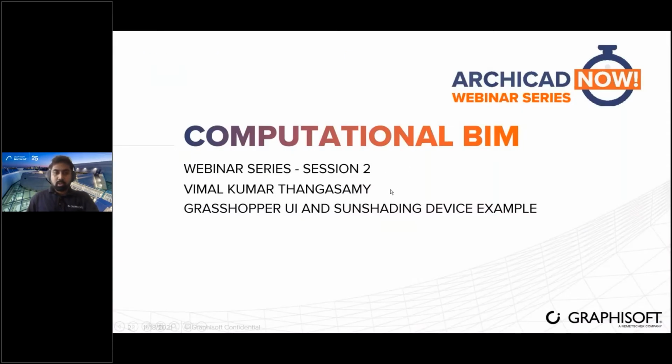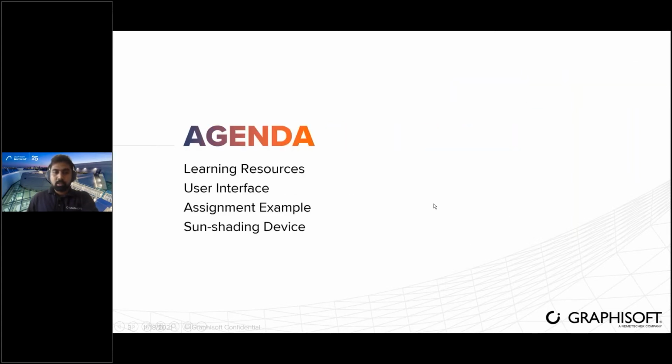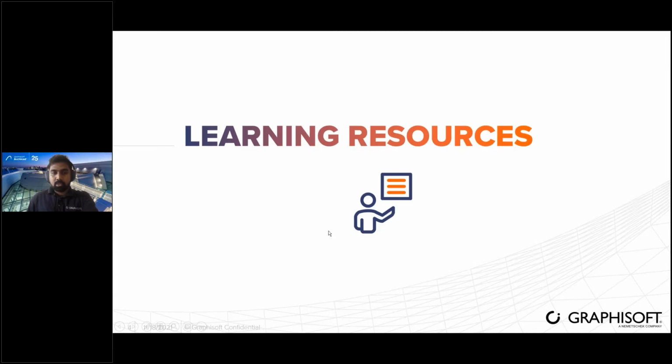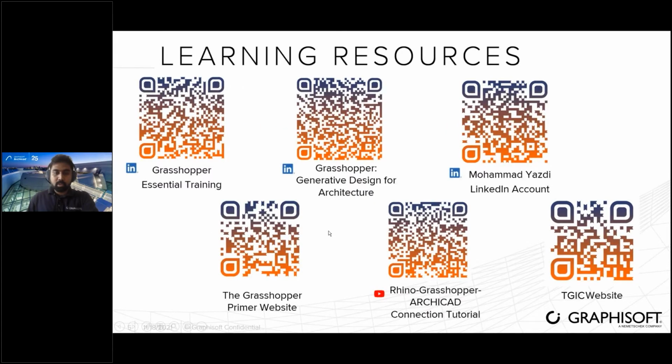All right, so today we are going to see the Grasshopper user interface, and then we'll be seeing the assignment that we passed to you last week, and then we'll be seeing the sun shading device example and how it changes the sun shading device orientation based on the sun's azimuth angle. So we will also be seeing the learning resources, the user interface, assignment example, and the sun shading devices today.